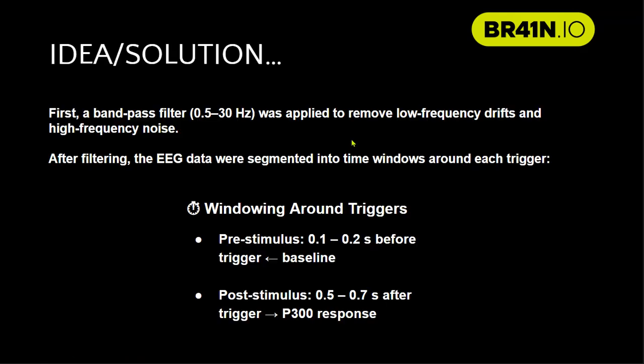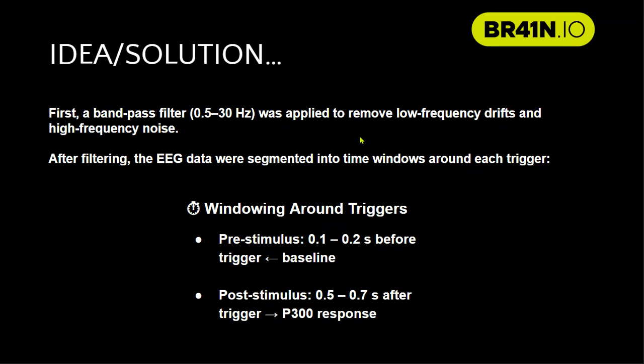What was our idea or solution? We use a bandpass filter between 0.5 and 30 Hz in order to remove low frequency and high frequency noise. And then after we filter our data, we also use windowing.